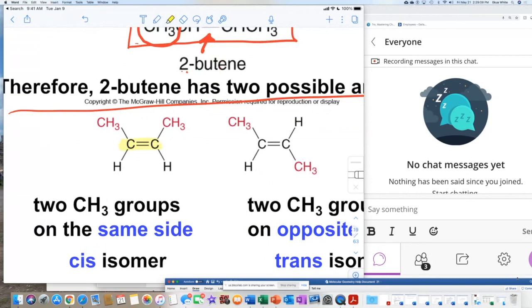Around the carbon-carbon double bond, these two large groups, they're considered large because you see they have more atoms. There's one carbon, three hydrogens, versus on the opposite end, across the double bond, you have one hydrogen, right? They're large in size, large in mass, large in more atoms. If you have two large groups on the same side, they're called cis.